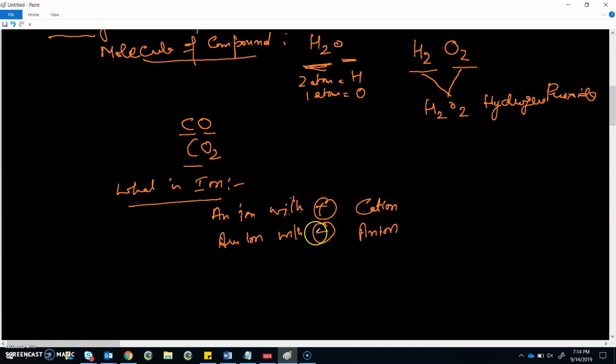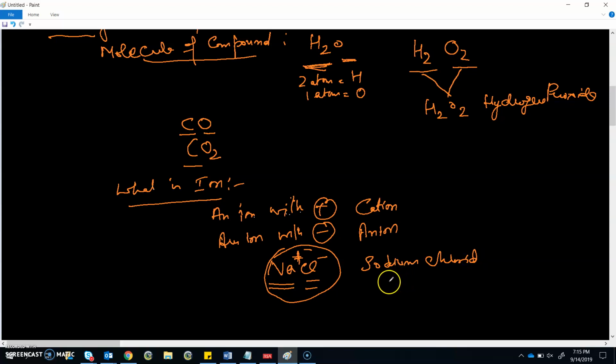If positive and negative charged particles combine together, they form the molecules. For example, sodium chloride. Sodium is positive and chloride is negative, and these charges should be equal in number, one positive and one negative. This is called sodium chloride and the formula is NaCl.